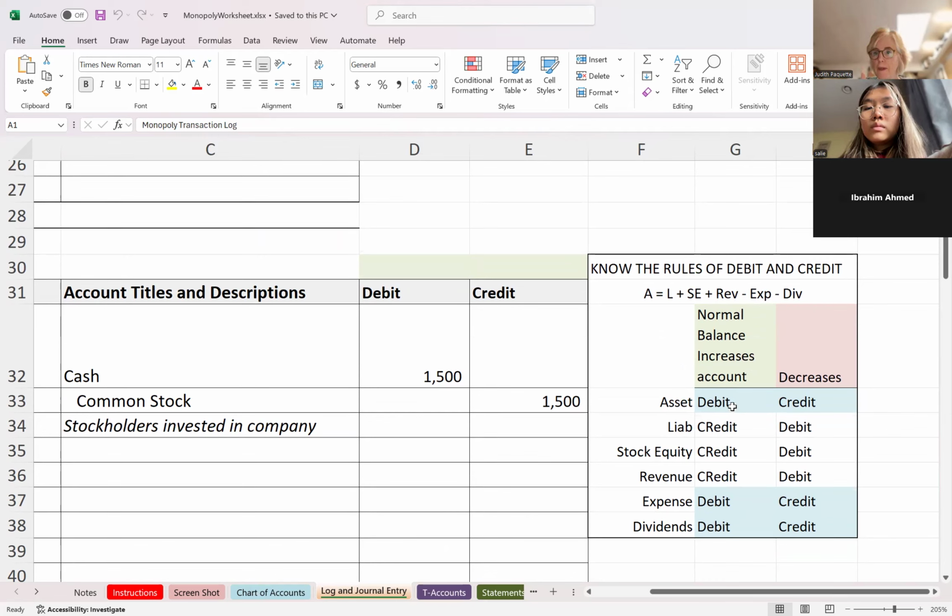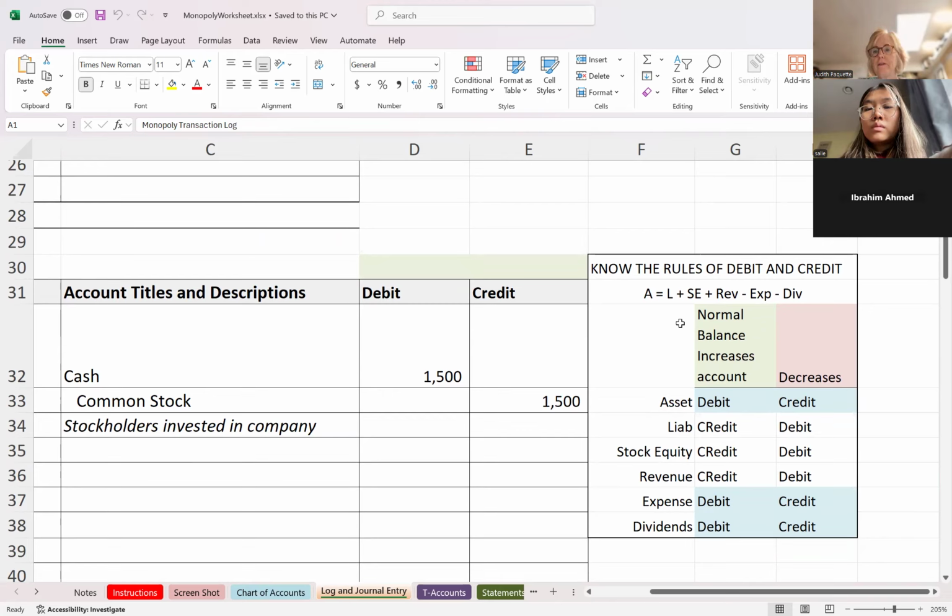So if we debit an account like cash, we increase it. If we credit cash, we decrease it. Expenses have the same rule, debit to increase, credit to decrease. We don't usually credit expenses unless we're correcting an error. And of course, dividends the same, debit to increase.